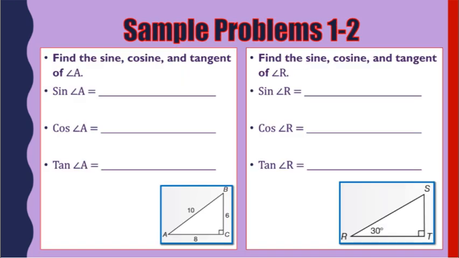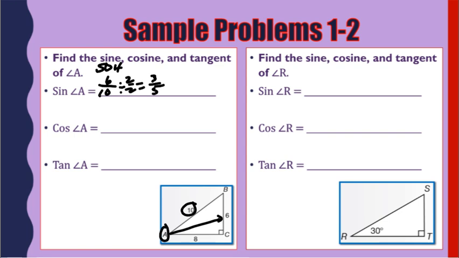A couple of examples here. Find the sine, cosine, and tangent of angle A. So angle A is right here. Sine, remember, is opposite over hypotenuse. Opposite is 6. Hypotenuse is 10. And we should always reduce it. So divide this by 2 halves and we get 3/5.